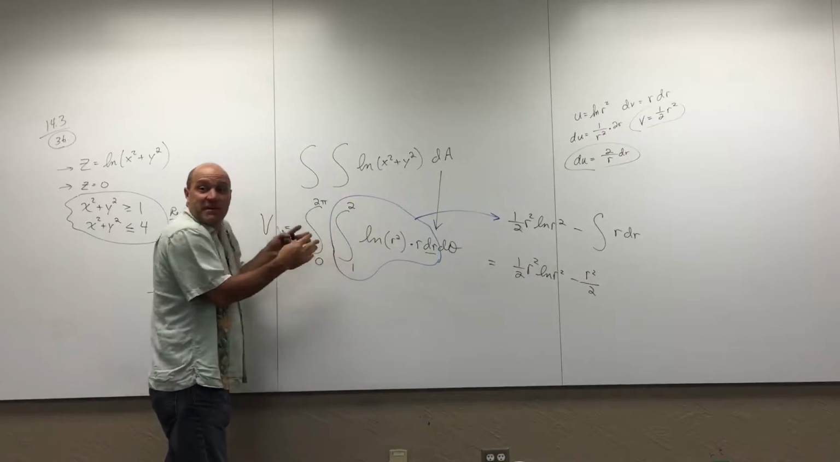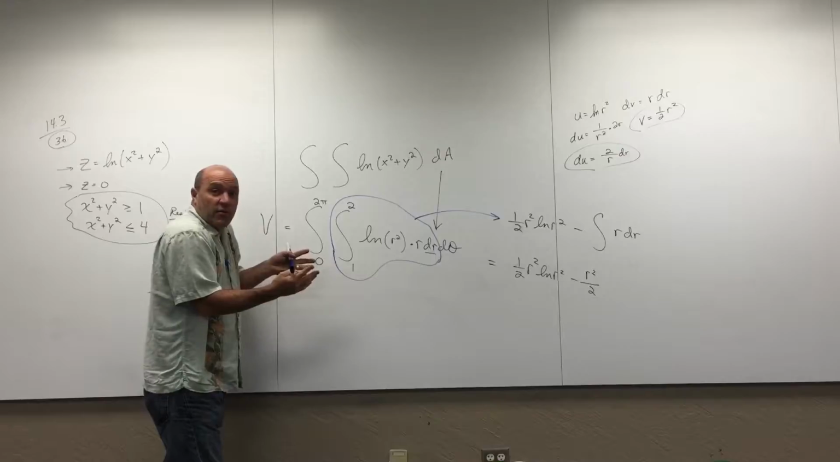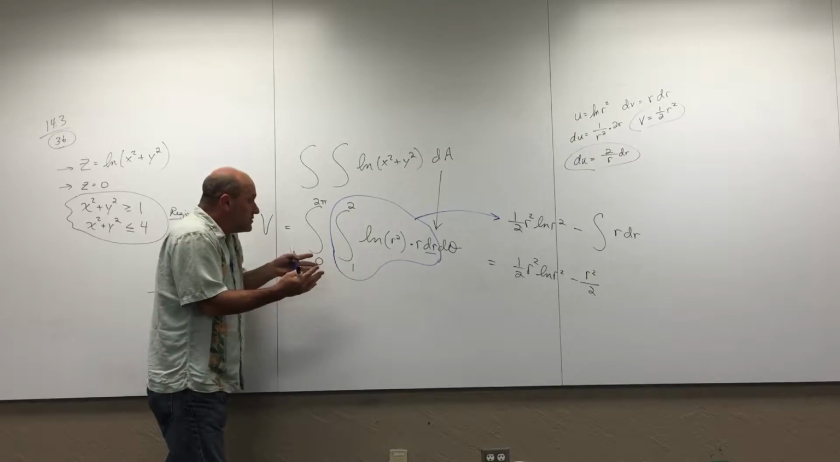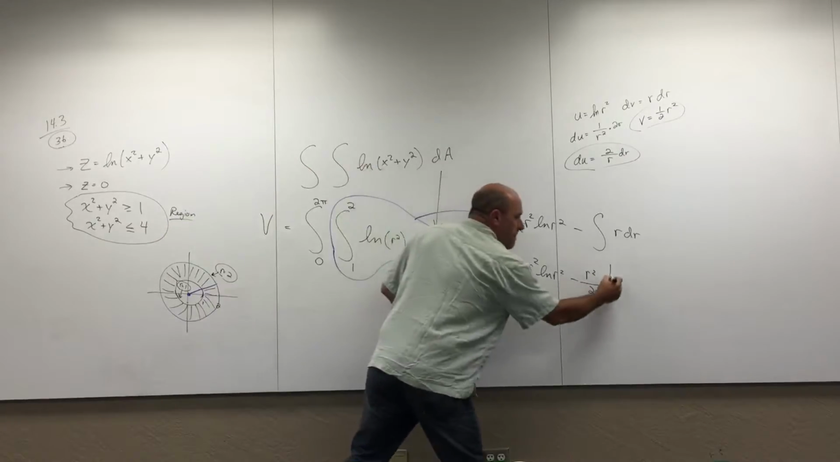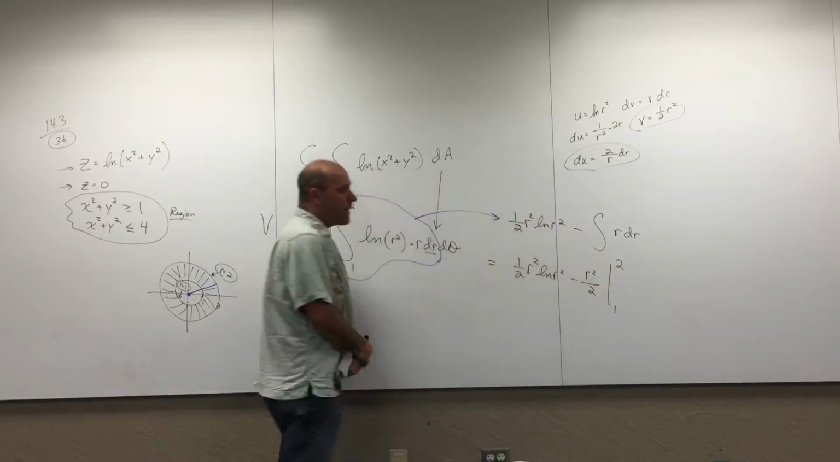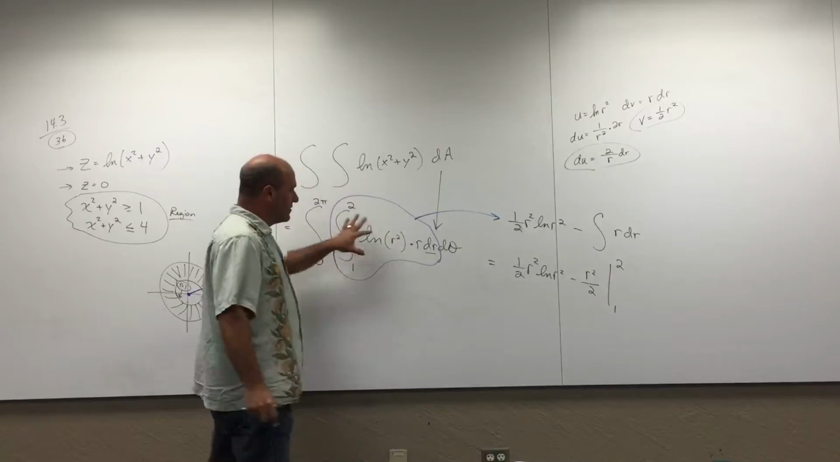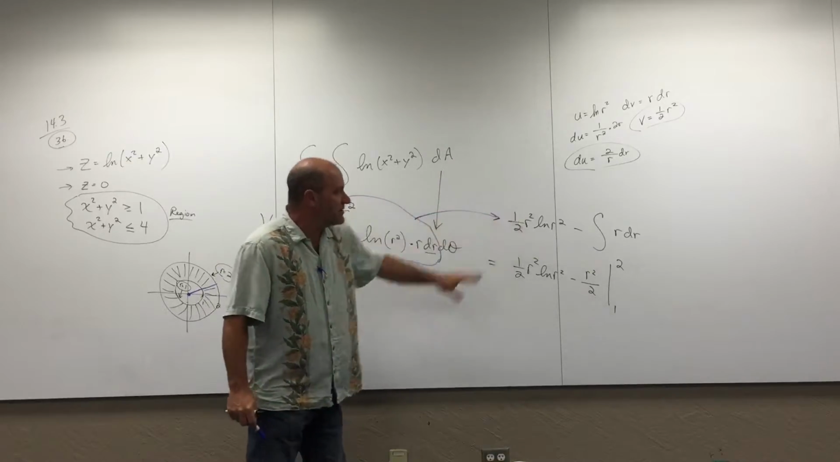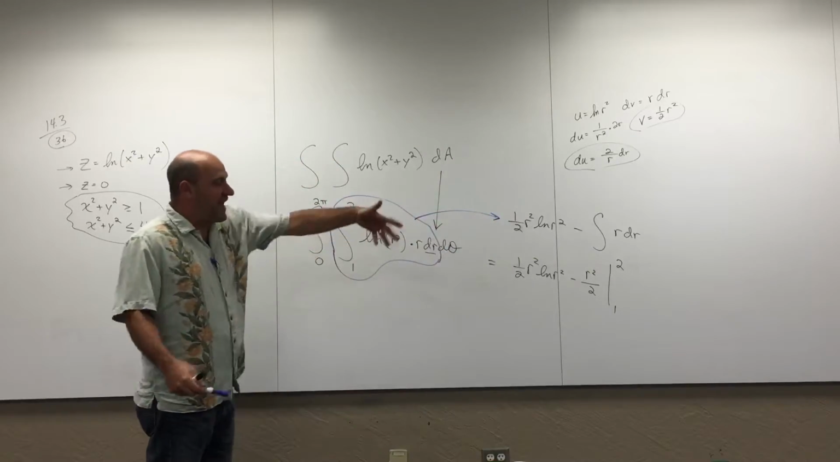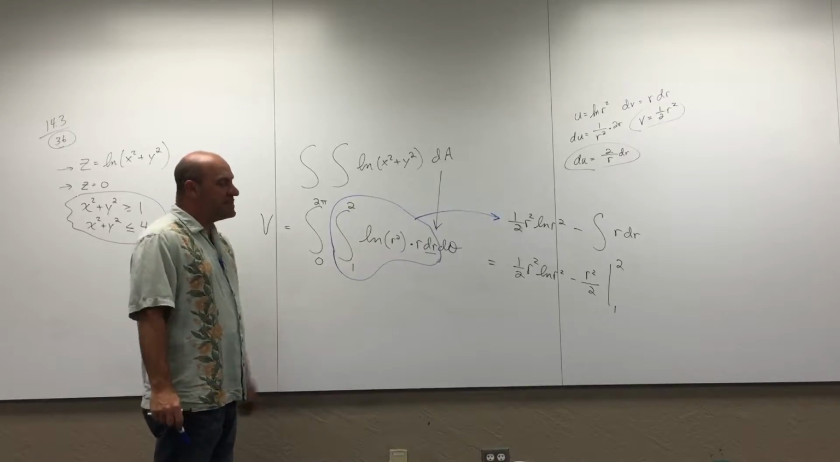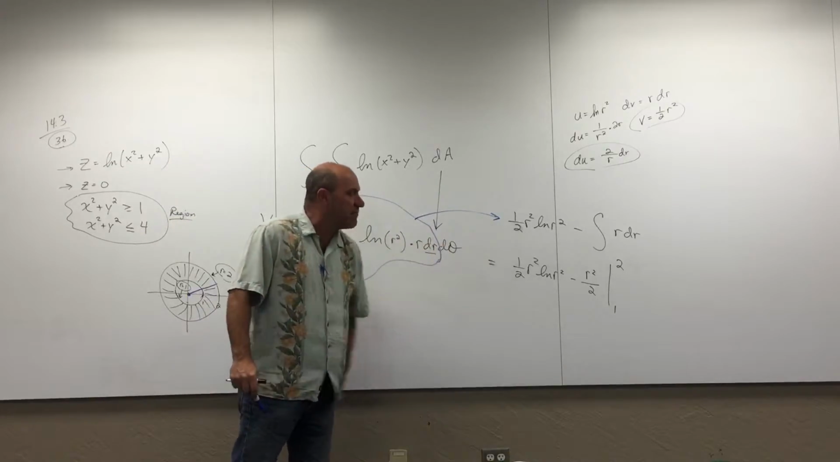And now it needs to be evaluated with the bounds 1 to 2. The inner integral is finished. It took a little work, a little integration by parts, but it's finished. I'll evaluate it with these bounds. This will be easy, you guys. In the end, I think this will be a number.